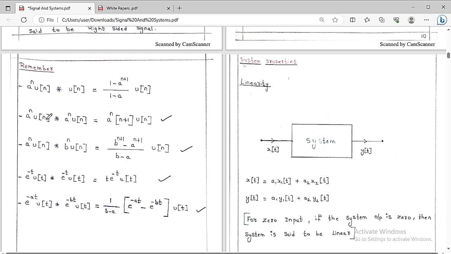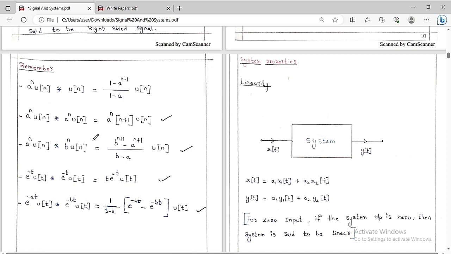So these 4 equations you always have to keep in mind. A to the power of n u of n convolution of a to the power of n u of n is equal to a to the power of n into (n plus 1) into u of n. Whereas a to the power of n u of n convolution of b to the power of n u of n is equal to (b to the power of n plus 1 minus a to the power of n plus 1) by (b minus a) into u of n. E to the power of minus t u of t convolution of e to the power of minus t u of t is equal to t into e to the power of minus t into u of t. And e to the power of minus at u of t convolution of e to the power of minus bt u of t is equal to 1 by (b minus a) into (e to the power of minus at minus e to the power of minus bt) into u of t. I recommend you remember only these 4 equations.